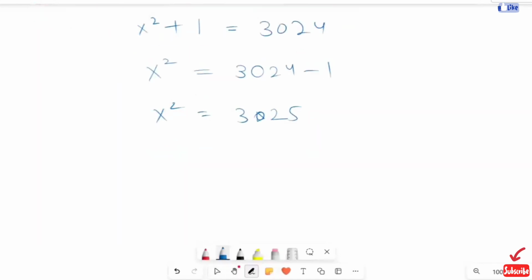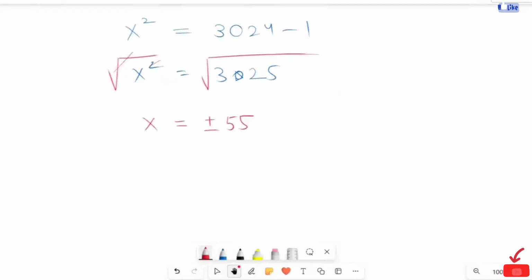Take the root on both sides, so it will turn to root and root here. So this and this get cancelled. So x is equal to plus minus 55. And we have two values of x, that is x is equal to 55 and x is equal to negative 55.